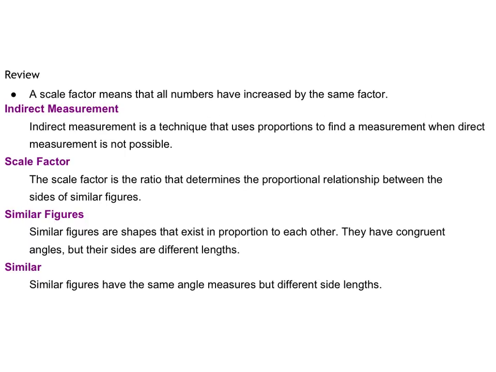So to review, a scale factor means that all numbers have increased by the same factor. Indirect measurement is a technique that uses proportions to find a measurement when direct measurement is not possible. The scale factor is the ratio that determines the proportional relationship between the sides of similar figures. Similar figures are shapes that exist in proportion to each other. They have congruent angles, but their sides are different lengths. And similar figures have the same angle measures, but different side lengths.